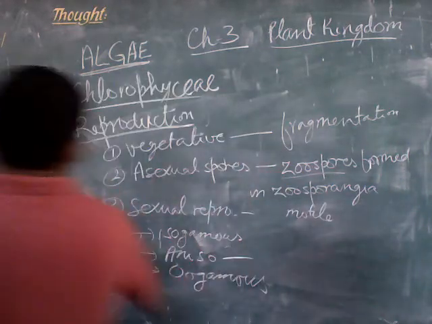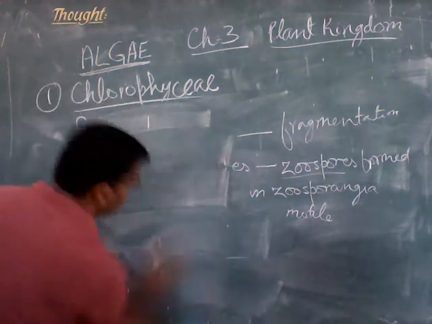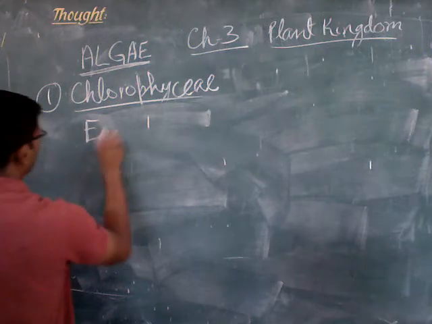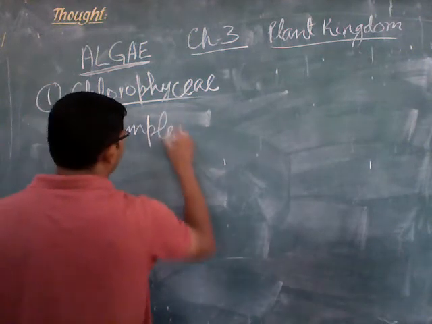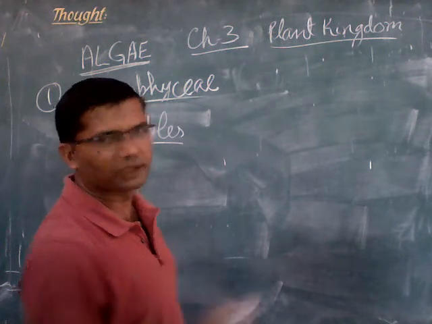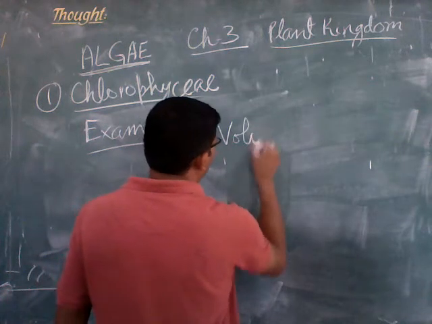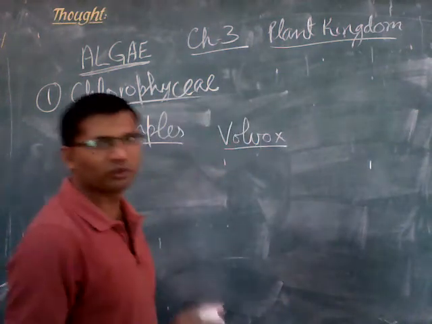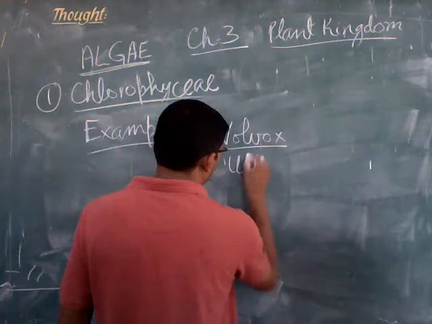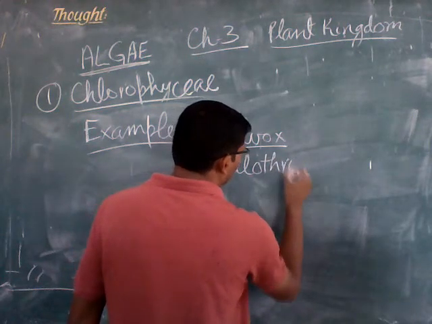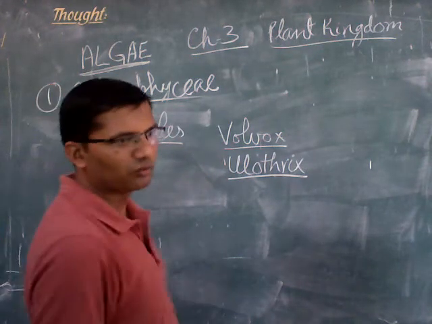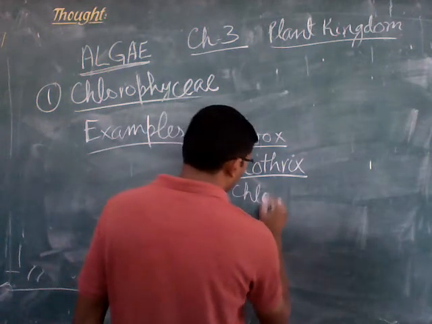Now, what are the famous examples? So, in figure 3.18 in your textbook, the first organism is Volvox. It is forming a colonial structure where the cells are arranged together to form a colony. Then you have to look at the structure in the textbook. In the same figure, there is Ulothrix. Okay, it also belongs to the green algae. So, Volvox, Ulothrix.